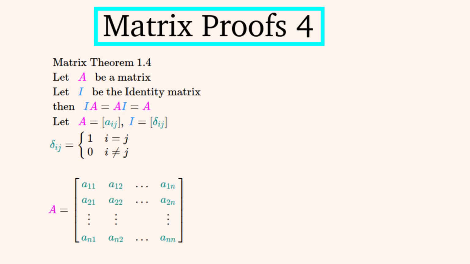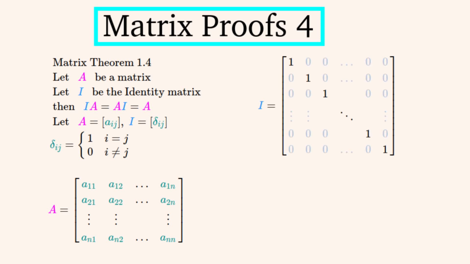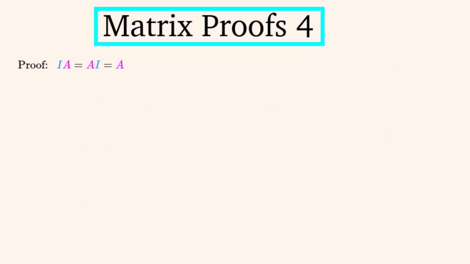So this is what matrix A looks like in terms of all its entries. I've represented a square matrix here, although this proof can work for any shape of matrix. And this is what the identity matrix is. It has a diagonal of all 1s, with all other entries equal to 0. This is the behaviour of the delta function. So now to prove this theorem.